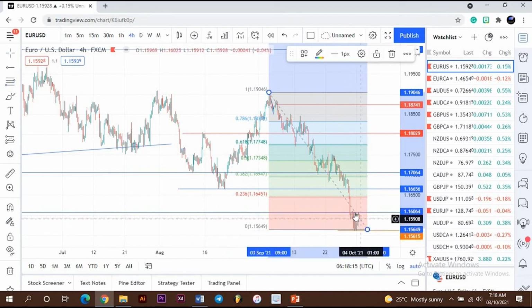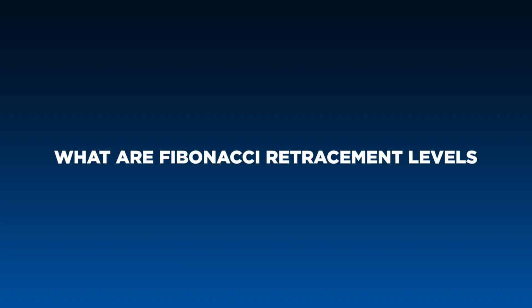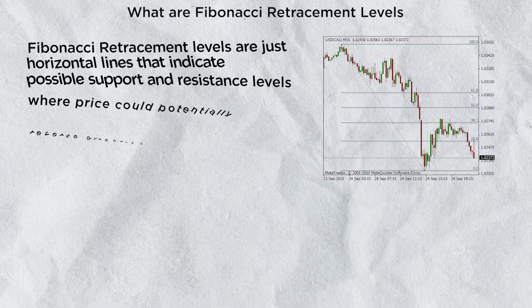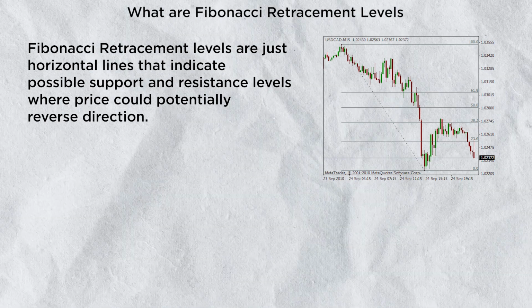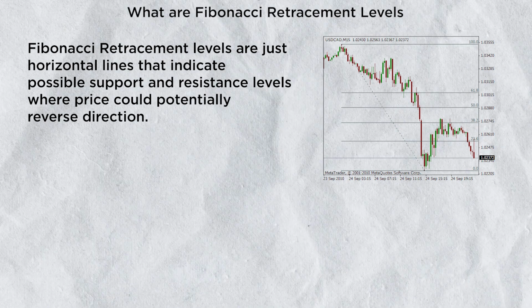And what we're supposed to be expecting next is that when the price eventually reverses and moves up, because the price doesn't just keep moving in one direction, it usually retraces. So when it gets to this level, it is expected to bounce on this level and continue moving in the trend direction. What are Fibonacci retracement levels? Fibonacci retracement levels are just horizontal lines that indicate possible support and resistance levels where price could potentially reverse direction.